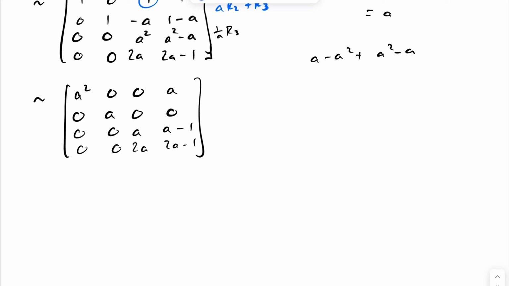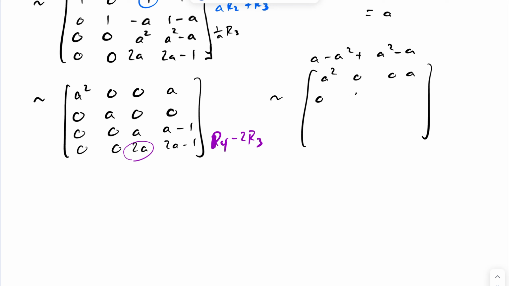All right, and now we want to continue this on here. I just want to make this entry 0, so I'm going to go ahead and take row 4 minus twice row 3. And row reducing that, you get A squared 0, 0, A, 0, A, 0, 0, 0, 0, A minus 1. And this will end up being 0, 0, 0 as intended.